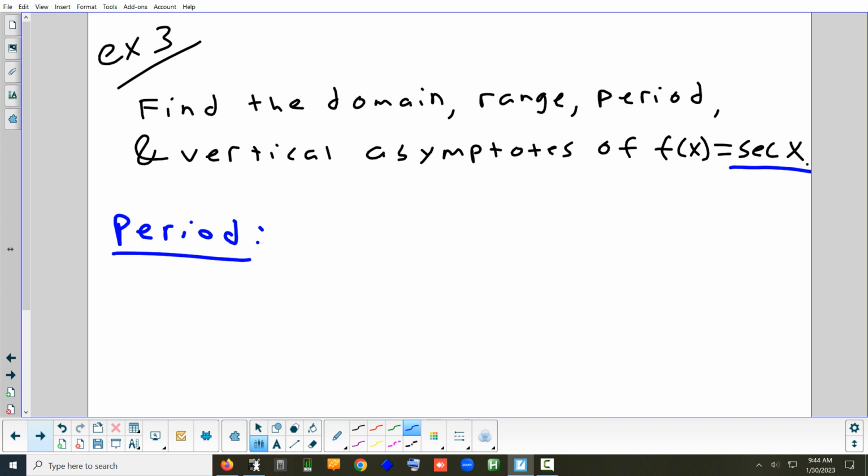Start with the period. What's the formula for the period of secant? Is that the pi over b or the 2 pi over b? One of those two. T equals pi over b. If we're doing tangent or cotangent, yes. What about for secant? Yep. That's the 2 pi over b. So the other one's still a good formula, just not the one we need for this one. What's b in this case? Since there's nothing in front of x. Yep. It's just 1. So 2 pi over 1. So there's a period.